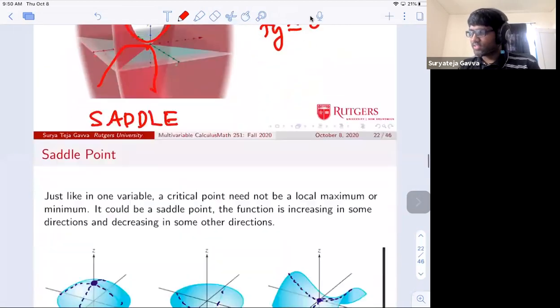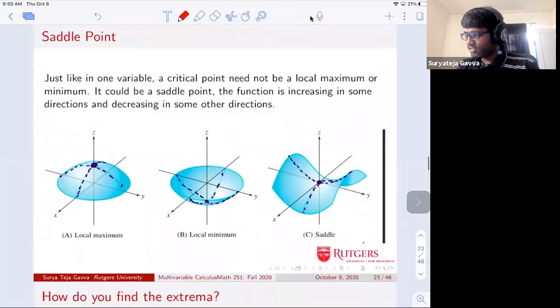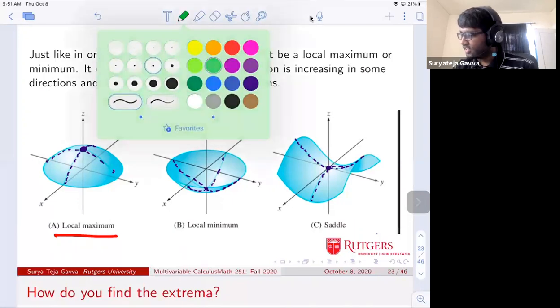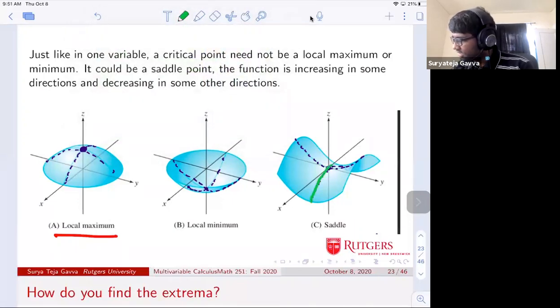Okay, so that's a saddle. So again, these are the three pictures. A max will be a max in every direction. You can see in every direction it will look like a max. A min will be a min in every direction. But the saddle, if I'm not sure this is clear, for instance in this direction it's a max, in this direction it's a min.